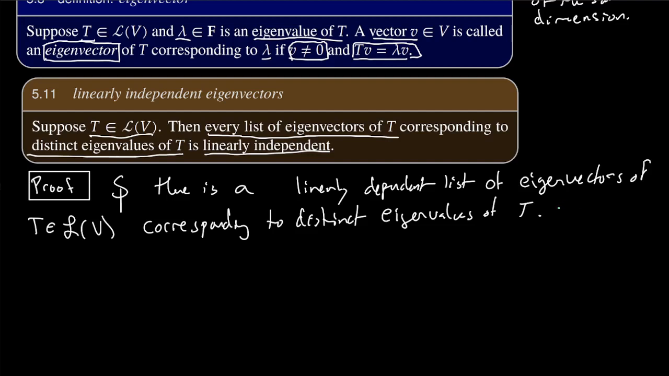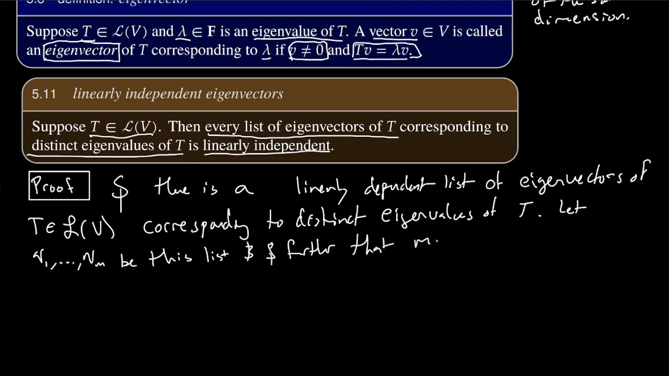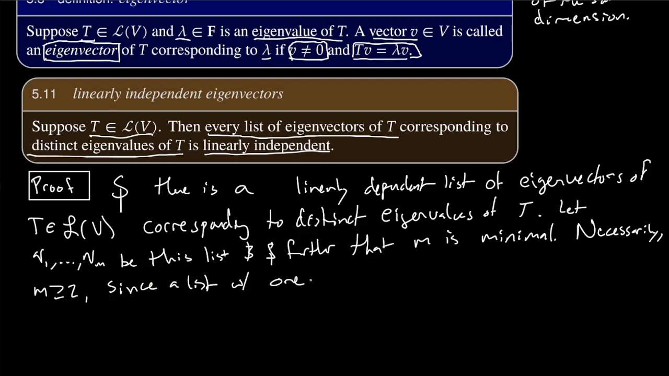Okay, now, let's let v1 through vm be this list. And let's suppose further that m is minimal. That is, if it's possible to do this at all, then there should be a shortest such list. Necessarily, m is greater than or equal to 2, since a list with one non-zero vector is linearly independent. Okay, so we know we have at least two vectors in here.